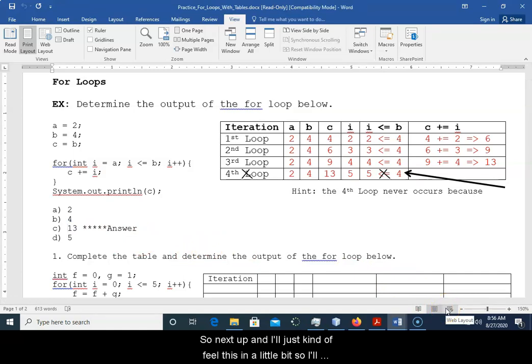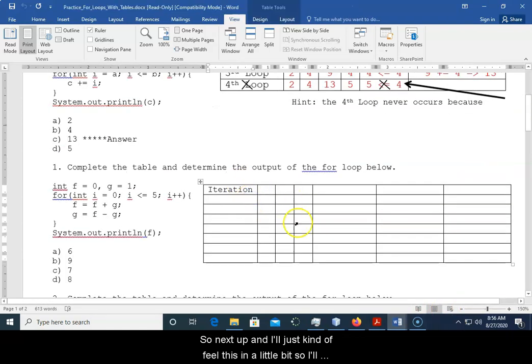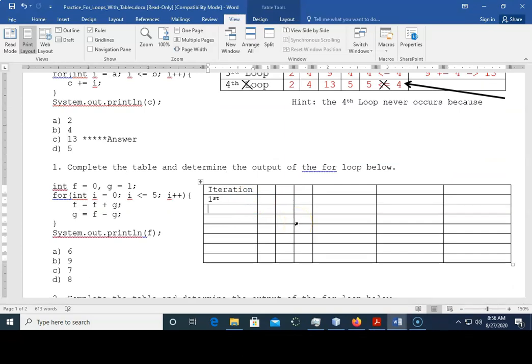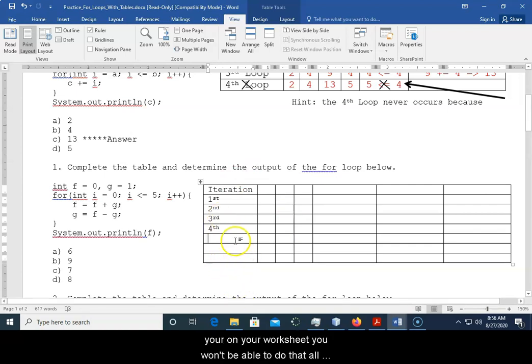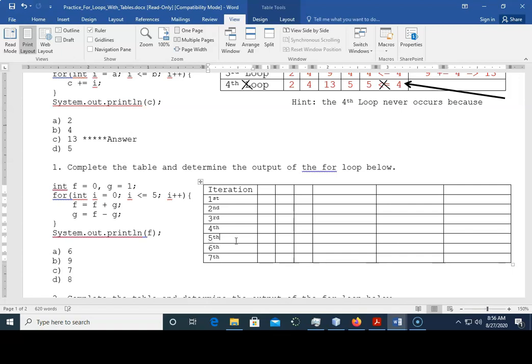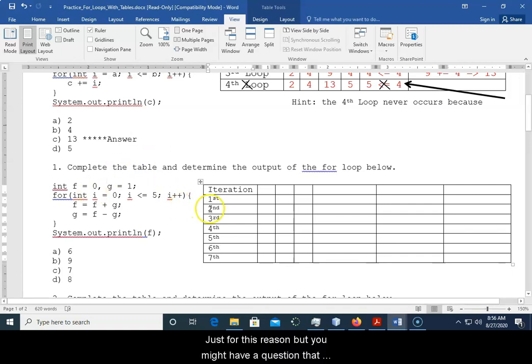So next up, and I'll just kind of fill this in a little bit. So I'll just say this is first, this is going to be second, third. Now I'm only able to fill it in like this because I know I gave you guys the table on how big it should be, but on your worksheet you won't be able to do that, all right? And you might not even want to write the iteration that you're on. I'm only doing it just for this reason, but you might have a question that asks how many times is your loop going to iterate, and this would be a way to do it. So just run it and then count how many times it iterates.